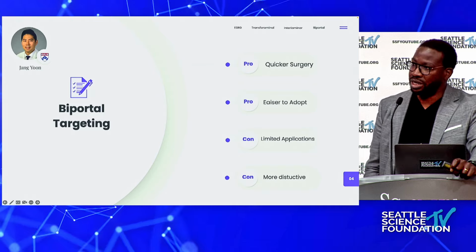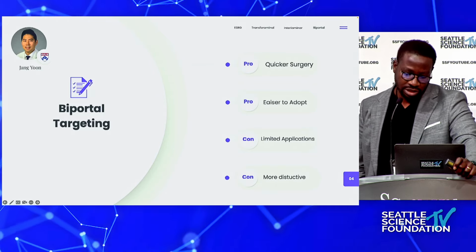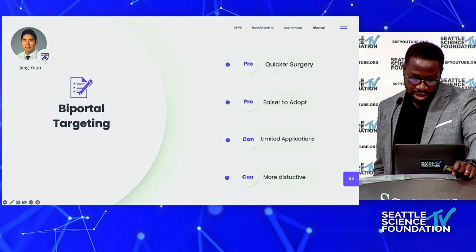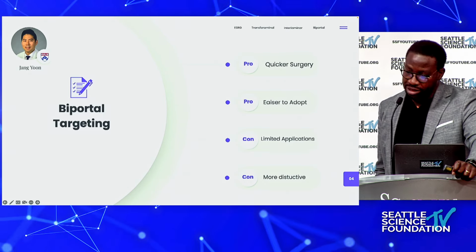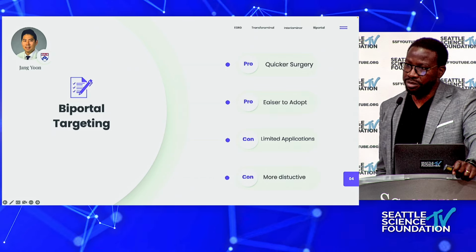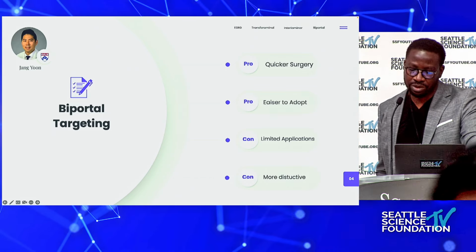Again, as someone who doesn't use it, I don't have a lot of experience in all the different applications of biportal endoscopic surgery. But I would say that you probably can only really do top-down surgery, and maybe in the cervical, thoracic, and lumbar spine, you can't really do much of a transforaminal approach.